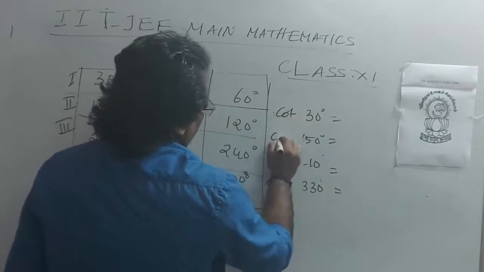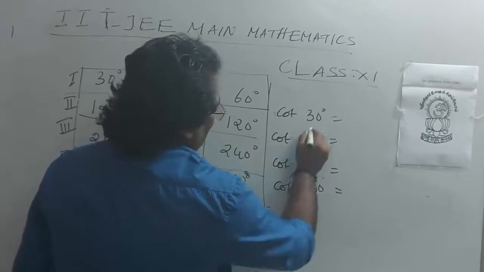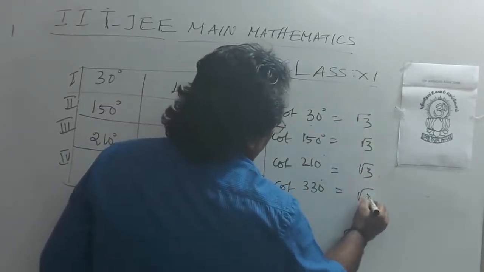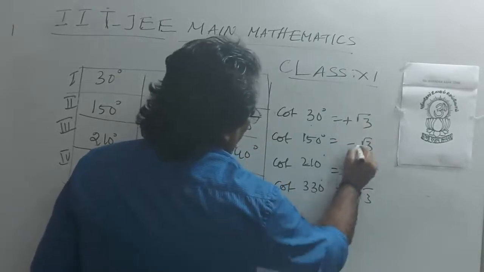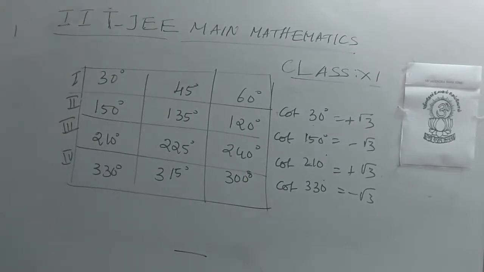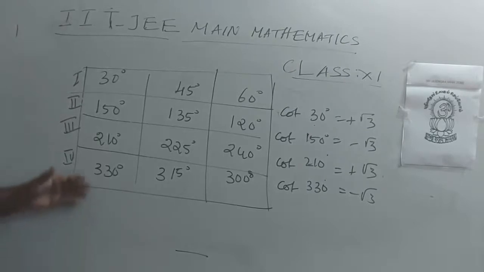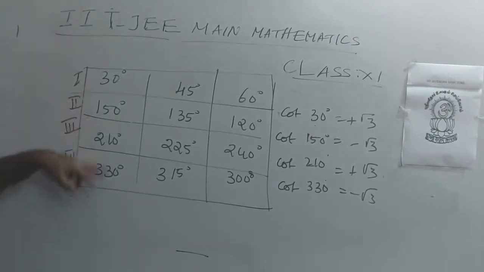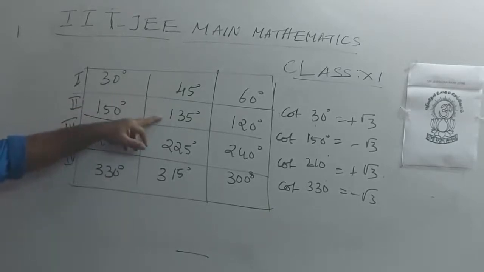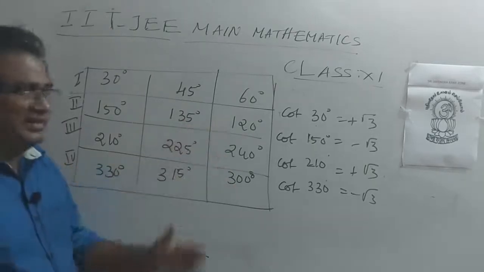Cot 30, cot 150, cot 210, cot 330: the value is root 3. Here also, first quadrant and fourth quadrant positive, remaining will be negative. In the same sense, you can find all the values of secant, cosecant, then sine, all ratios of 45, 135, 225 and 315 and 60, 120, 240 and 300.